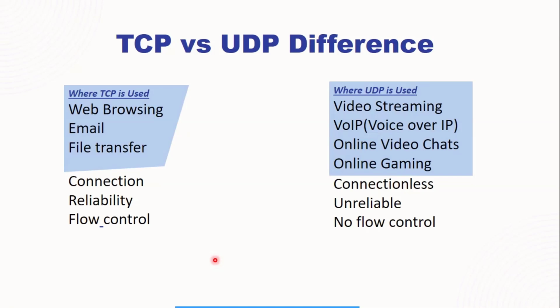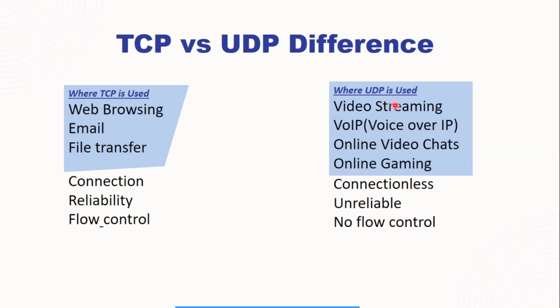So now we'll see the TCP vs UDP differences and features. TCP provides features like flow control, error detection, and retransmission of lost packets. It's commonly used for applications that require reliable and error-free data transmission, such as web browsing, email, and file transfer.